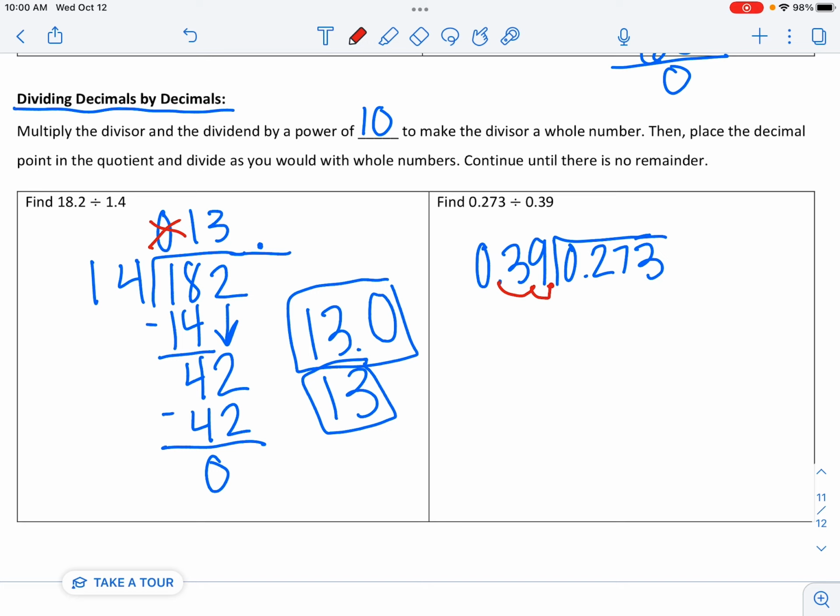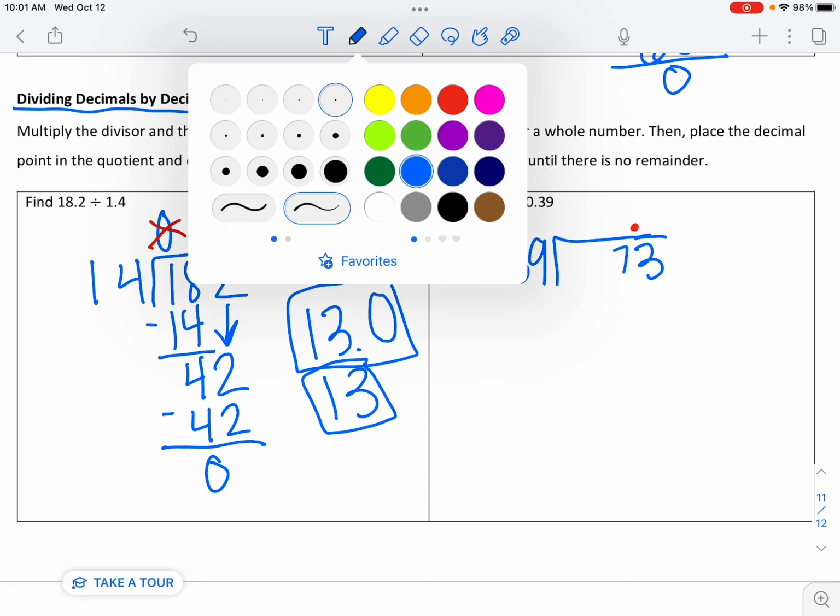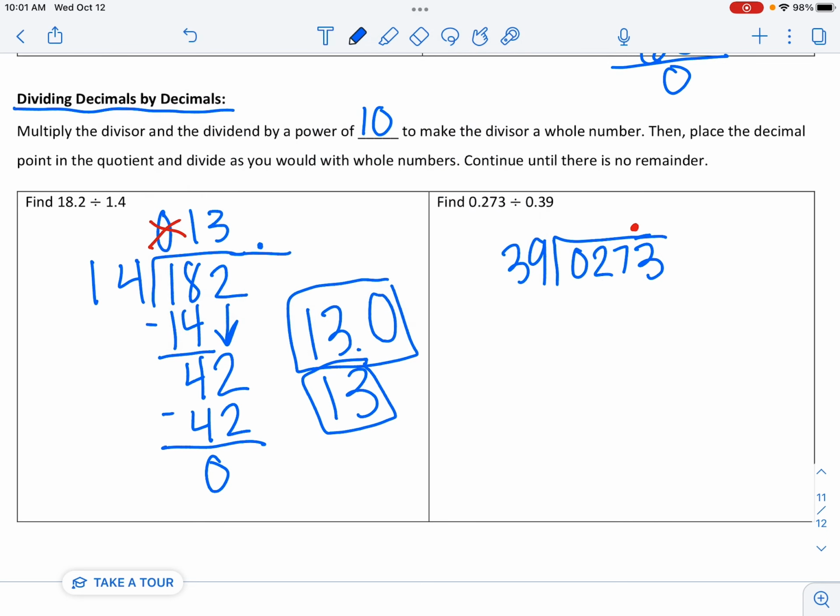Whatever we do to the left side, we have to do inside the box. So we have to move this decimal point 2 times as well. And it would go right there. I'm going to put that straight up in between the 7 and the 3. So I can get rid of these marks. And I can also get rid of the 0 because now it's just 39. So now it's basically 273 divided by 39.